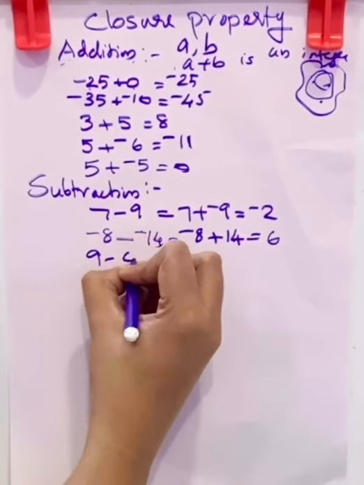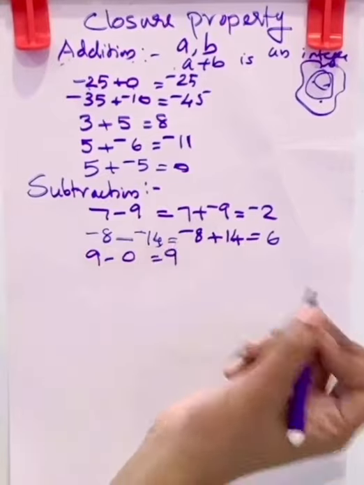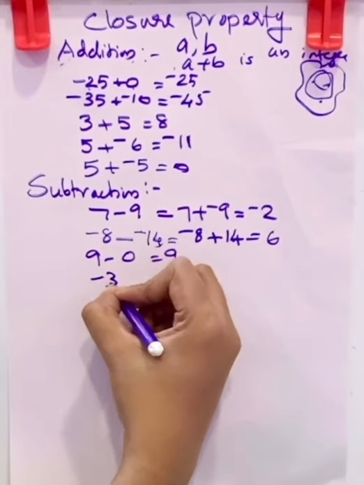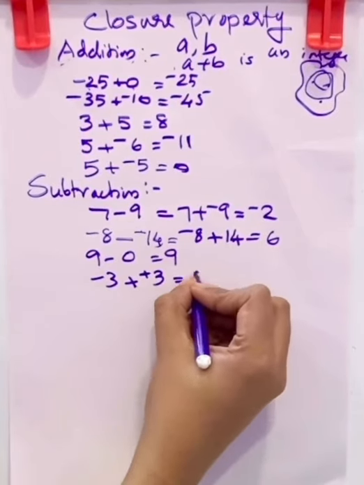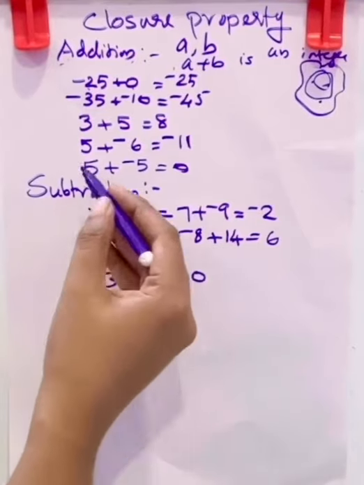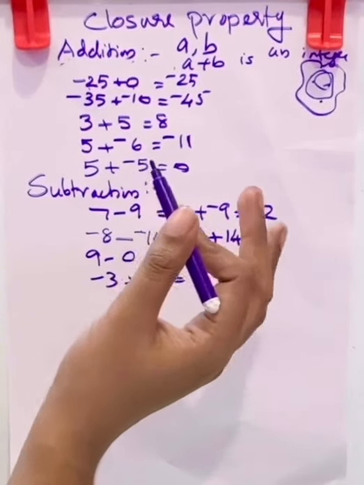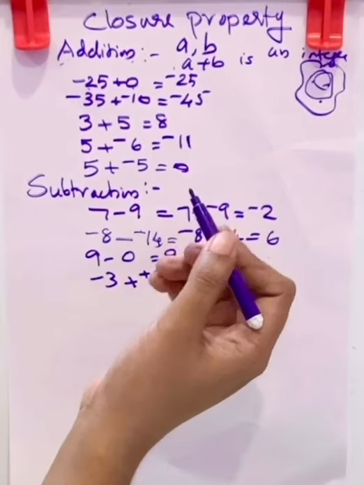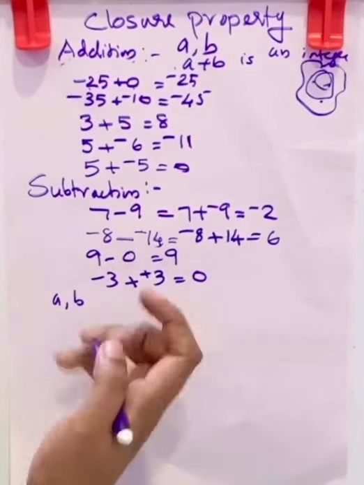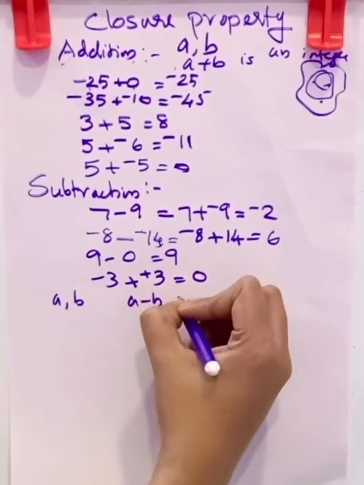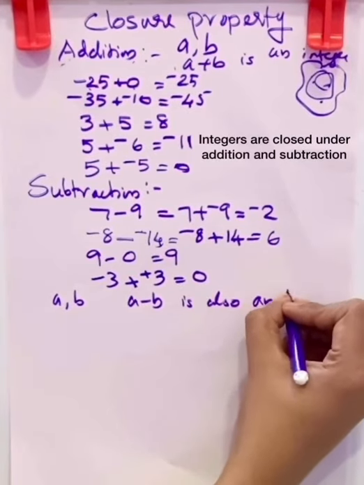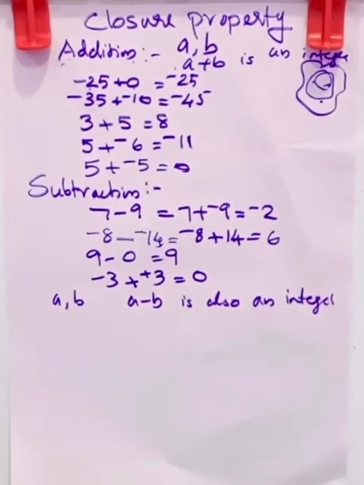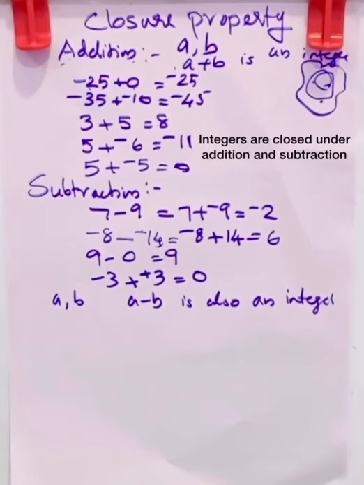Now 9 minus 0 is equal to 9. It is also an integer. Now negative 3 minus negative 3. This becomes plus, and it becomes 0. It is also an integer. So subtraction is also closed. In general, if a and b are two integers, then a minus b is also an integer. So we can say addition and subtraction both are closed for integers.